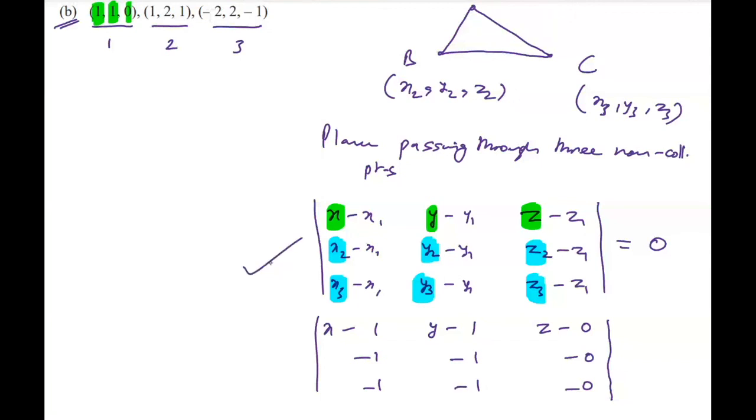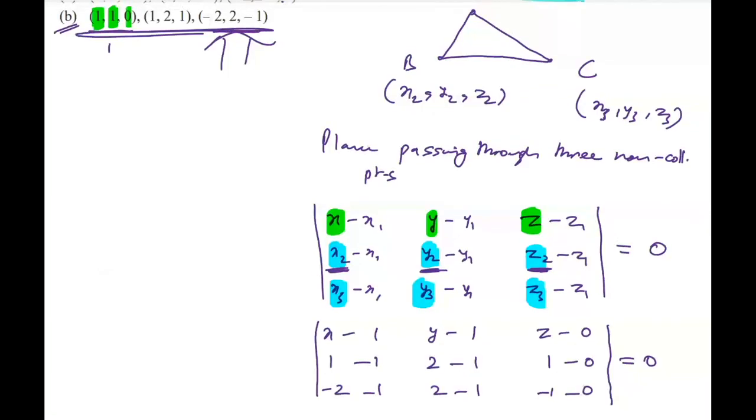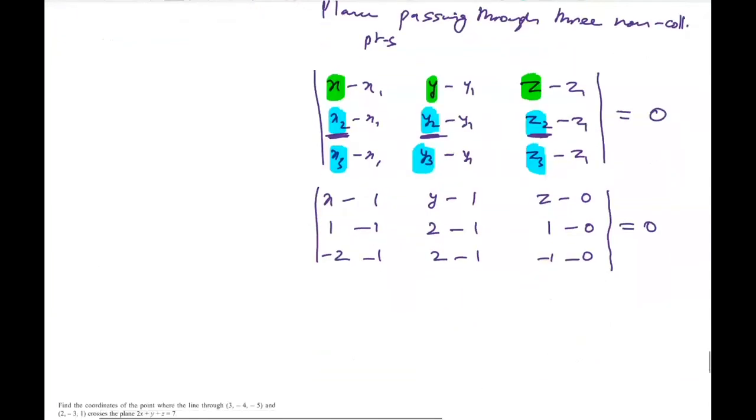Now x2, y2, z2 will be the second point. From here it will be 1, 2, 1. Now the third point is nothing but minus 2, 2, minus 1, equals to 0. Is this clear? Now just try to simplify it. This is the plane passing through these 3 points. It is a determinant, nothing new.